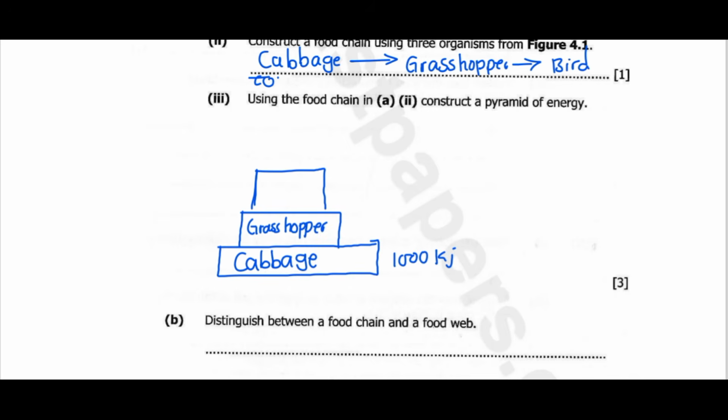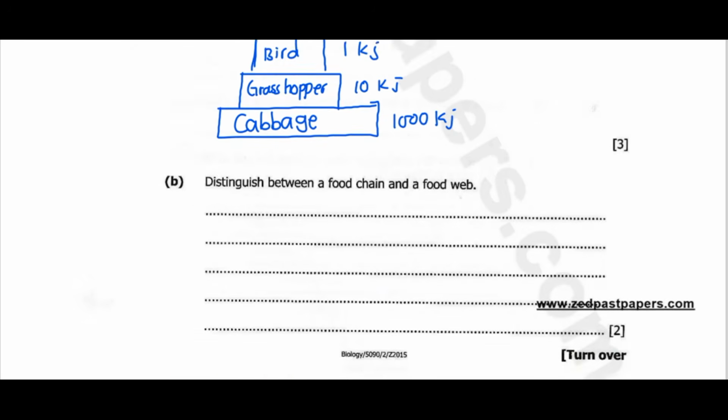We'll say with about 10 kilojoules. Then we have the bird with about 1 kilojoule. So as you can see, as we are moving from the bottom to the upper, the energy is reducing. Then let's look at question B.